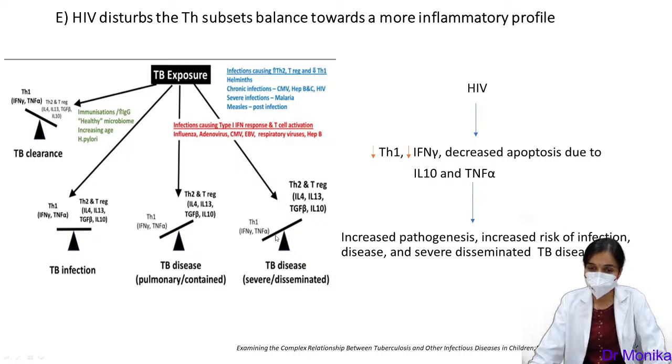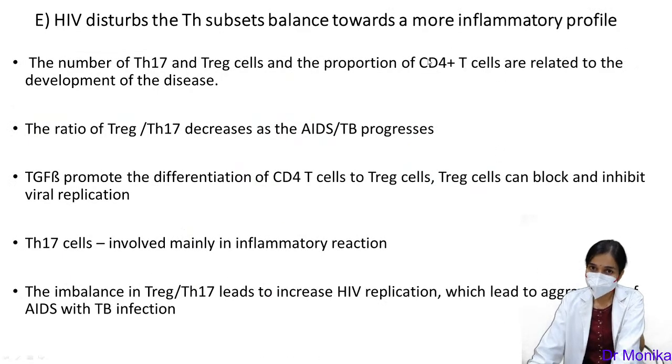In case of HIV, there is a decrease in the T helper 1 response and also a decrease in the interferon gamma response, which leads to increased pathogenesis and increased risk of infection, and also leads to severe disseminated TB disease. Not only this, it also causes a decrease in the ratio of T regulatory cells to T helper 17 cells.